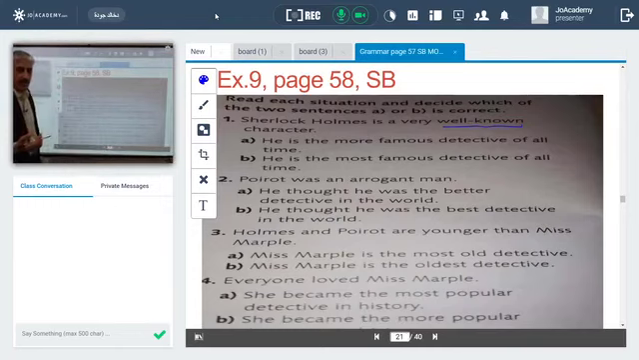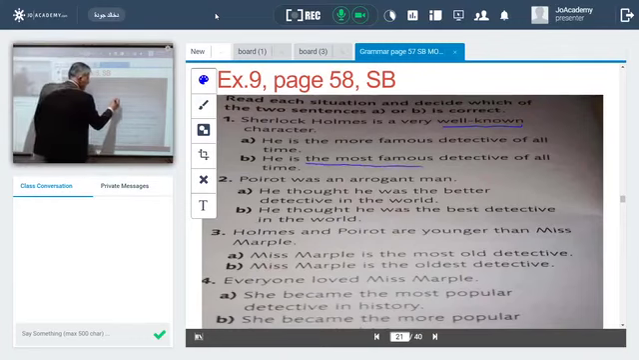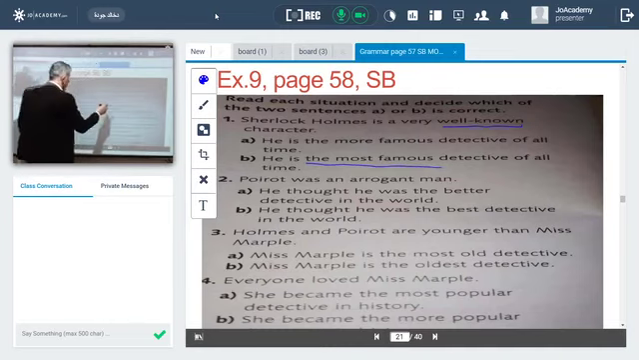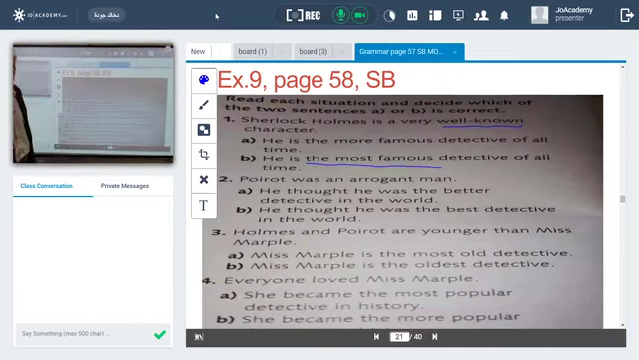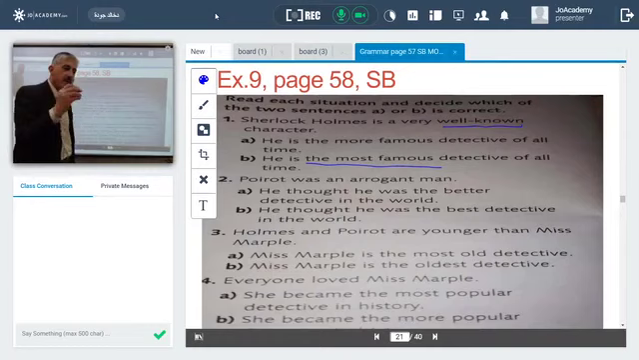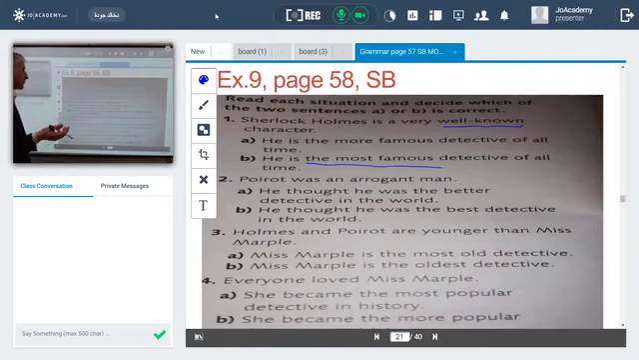What do you think? The answer is B. He is the most famous of all time. So he is the most famous in all time. He was the most famous person, the most famous detective, okay, or the most famous character.